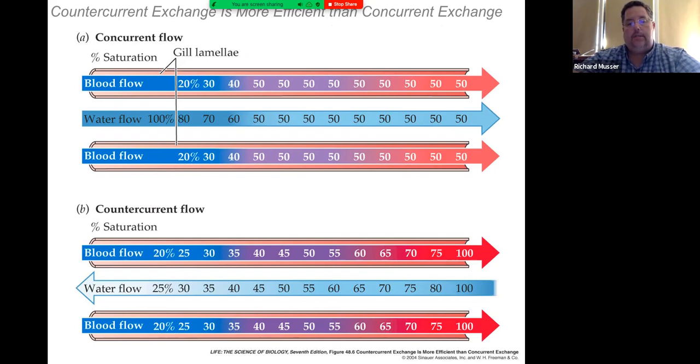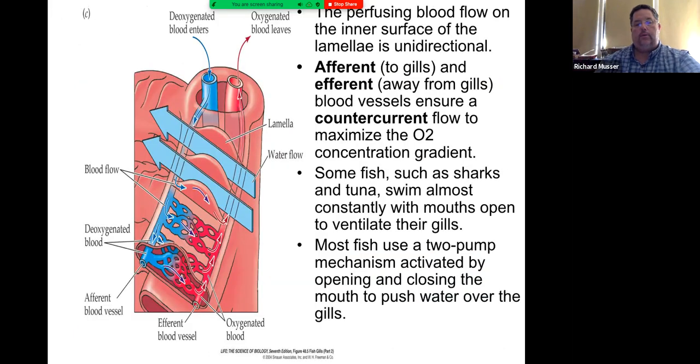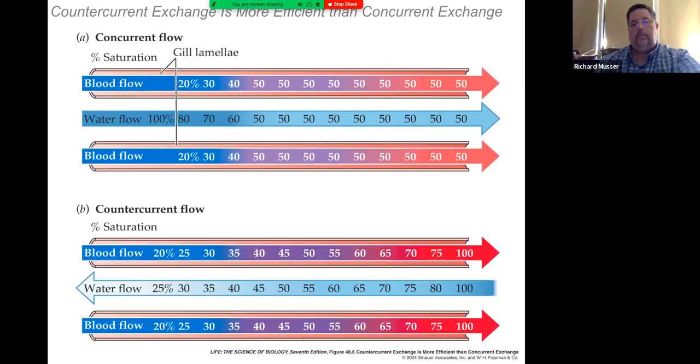And so if you look at the bottom one, you'll see that the blood has 100% oxygen and the water has 100% oxygen at the very end of it, right where the oxygenated water is coming into the gill lamella. And so as it goes through, the water always has a little bit more concentration of oxygen than the gills. And so we've always got this ratio of a little bit more in the water than in the gills. So you've got 80%, 75% in the water, oxygen-wise, 70% in the blood, and so forth, until you get down to the end where you have 25% oxygen in the water and 20% in the blood. So what that does is, again, allows for a concentration gradient to be present and move oxygen from the water to the blood.